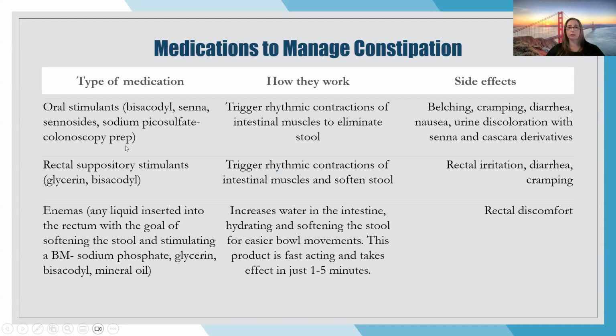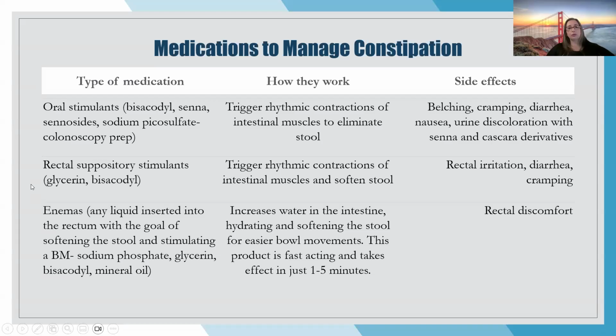Colonoscopy prep is a stimulant laxative. Senna, all of these are over the counter, actually. And senna is also a natural herbal treatment. You can buy Smooth Move tea, which can be used to help with having a BM. That and prune juice. Those are just regular grocery store items that a client could purchase to help them with regularity.